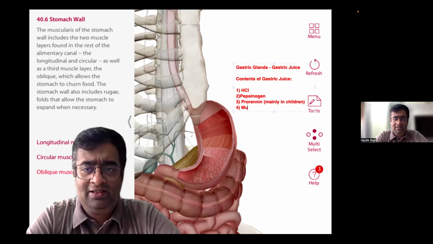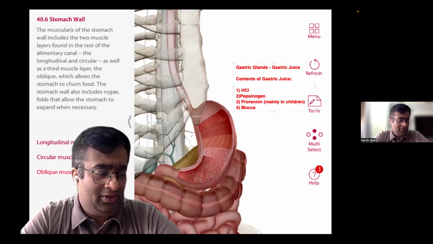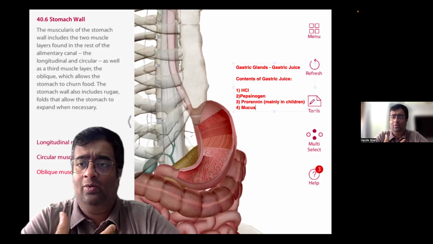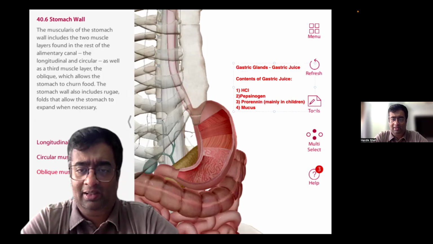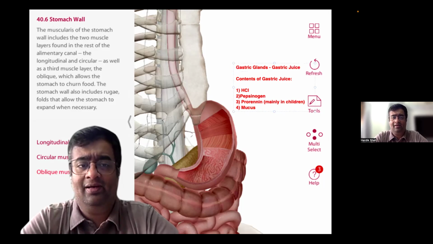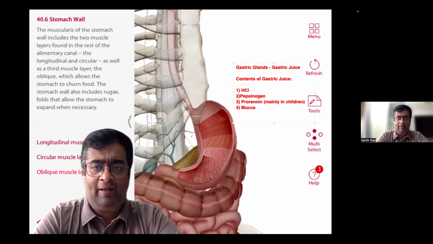Now, apart from these three substances, the gastric juice also contains mucus. The secretion of mucus is very important because the hydrochloric acid makes the environment very acidic, and that could be corrosive on the lining of the stomach. So, to protect the lining of the stomach, mucus is also secreted as a part of the gastric juice. That will protect the inner lining of the stomach. Now, the role of pepsin.